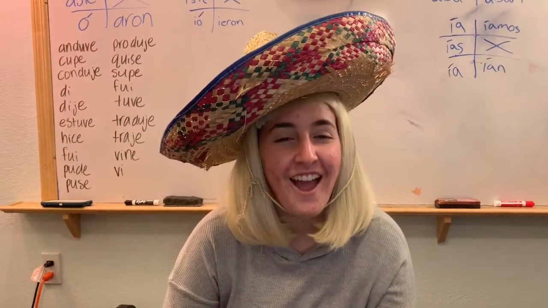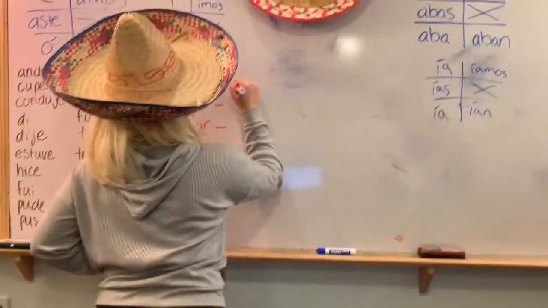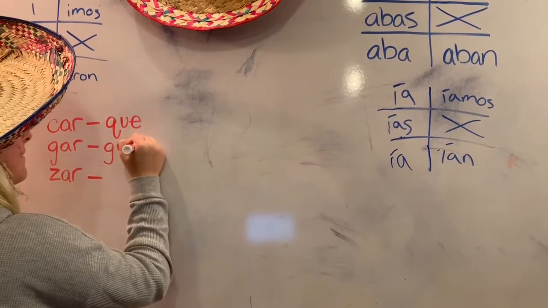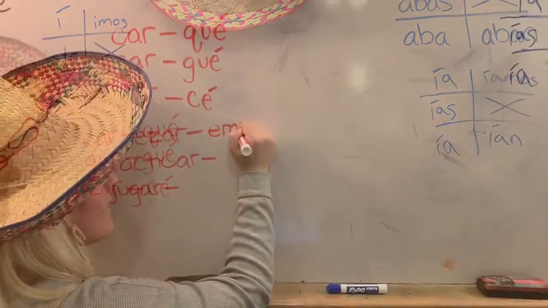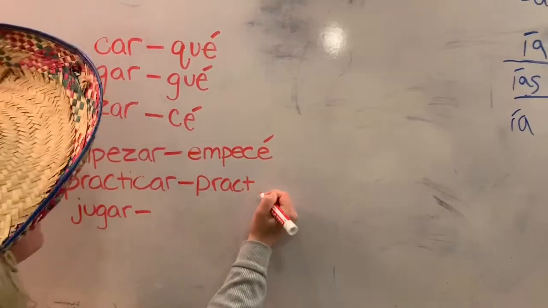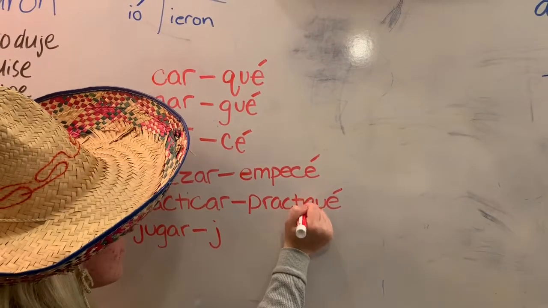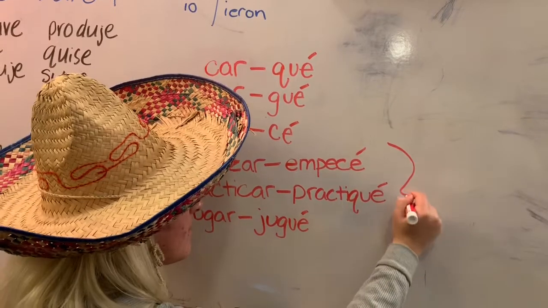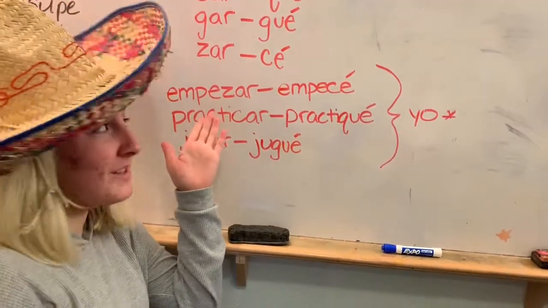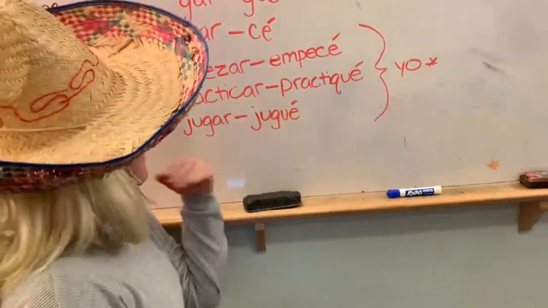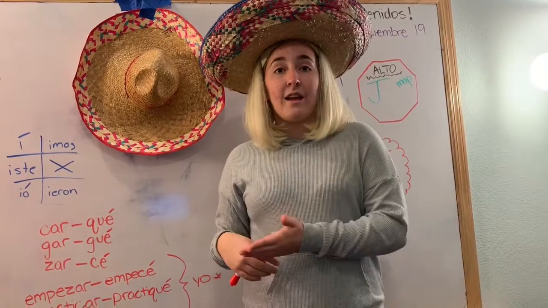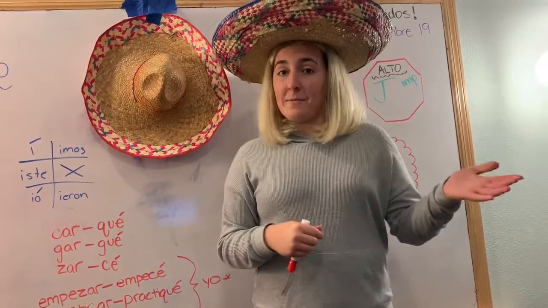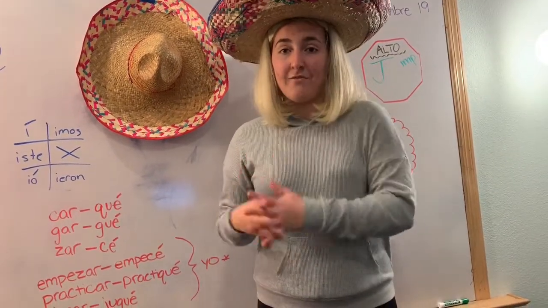Car, gar, zar. Sí. Car cambia a qué, gar cambia a gué, y zar cambia a cé. Acentos. Todos. Sí. Empezar, empecé; practicar, practiqué; y jugar, jugué. Los otros verbos irregulares son sandalias. These verbs change in the él, ella, usted, and ellos, ellas, ustedes. Mira la Biblia. Hervir cambia a hirvió y hirvieron. Pedir cambia a pidió y pidieron.